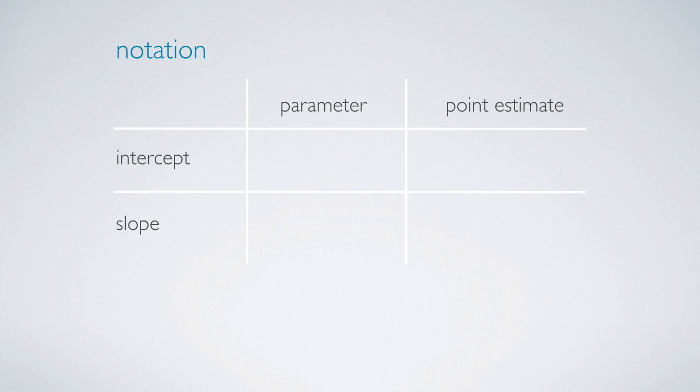Before we talk more about how we actually come up with this line, let's first focus a little bit on the notation. Once again, we have data from a sample, and we're going to be using that sample to estimate unknown population parameters. The unknown population parameter for the intercept is beta 0, and the point estimate counterpart of it, the observed value, is b0. So once again, we're using the Greek alphabet, Latin alphabet approach for denoting our parameters and point estimates. Similarly, for the slope, the parameter is beta 1, and the point estimate is b1.